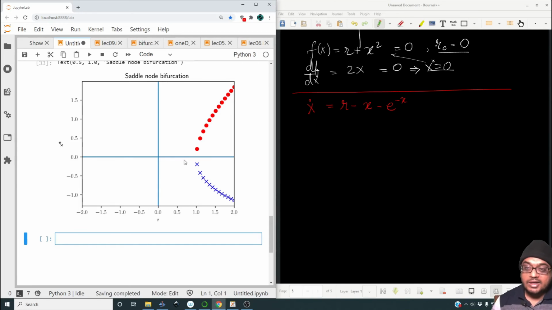Well, we do have a bifurcation. What happens over here? What do we see? As r varies from minus 2 to 2, at a certain value, there are no roots so far, but after a certain point there are two roots. One is a stable root, the upper branch is a stable branch, the lower branch is an unstable branch. Okay, let us put those annotations as well.